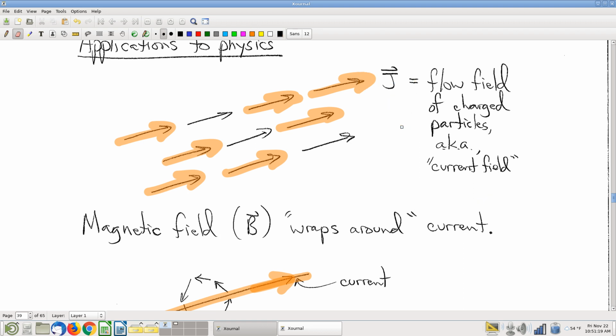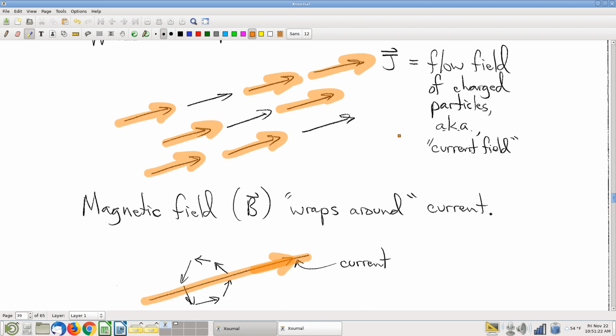So, similar question: we've got a different kind of current, but what do magnetic fields do? I hope it's no surprise. The magnetic field wraps around the current field. Where have we seen a picture like this before? You have this purple vector field swirling around a certain direction, and then orange vectors that point in the direction that the purple vectors are swirling around. That's the exact same kind of picture that we drew when we were talking about curl.